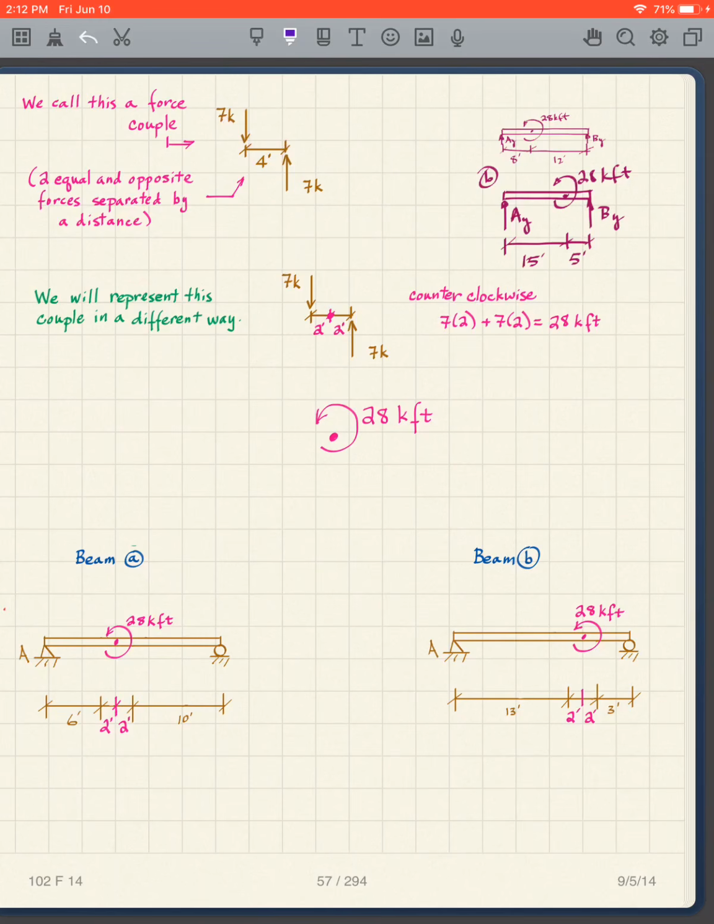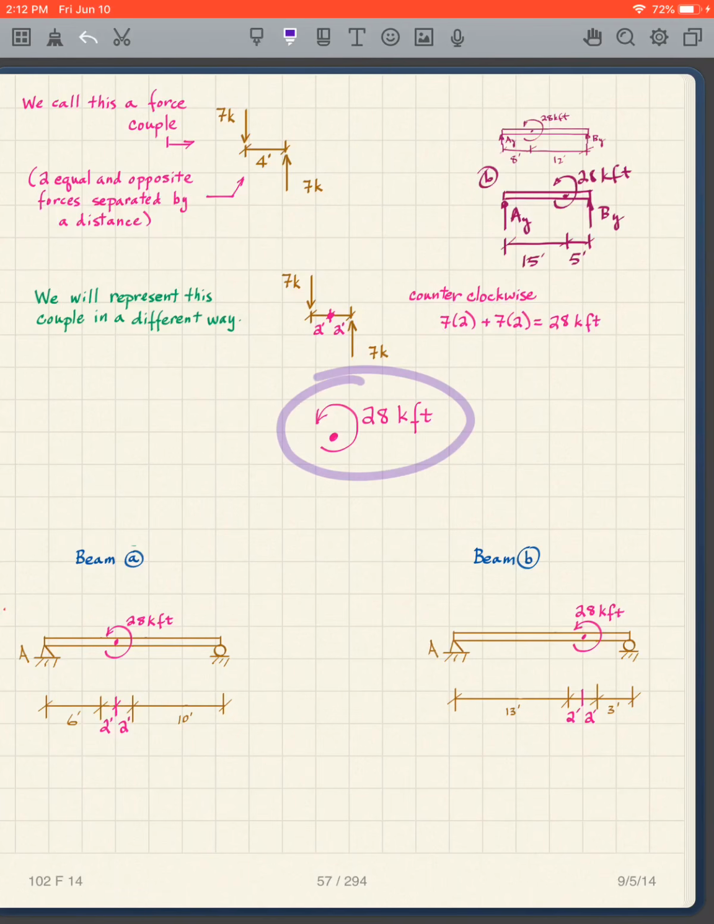And what we're going to do is represent this force couple in a different way. If I take the center here and they're separated by 2, then I'm going to have 7 times 2 for this one about the center point, and 7 times 2 for that one. They're both operating counterclockwise, and that 7 times 2 and 7 times 2 gives me 28 counterclockwise. So I'm going to show it as this.